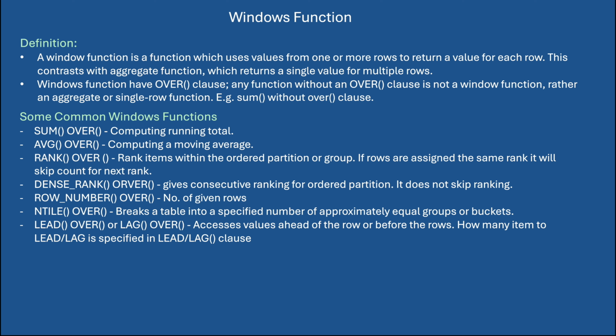ROW_NUMBER OVER gives the number of rows, and NTILE OVER breaks a table into a specific number of approximately equal groups or buckets. LEAD OVER or LAG OVER accesses values ahead of the row with LEAD, or before the row with LAG. How many items to lead or lag is specified in the LEAD/LAG clause. In terms of uses, window functions are used to aggregate values and find patterns in datasets with lead and lag, and also to find the statistics of the table.